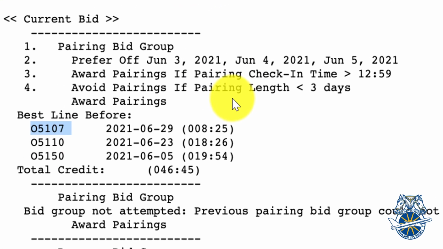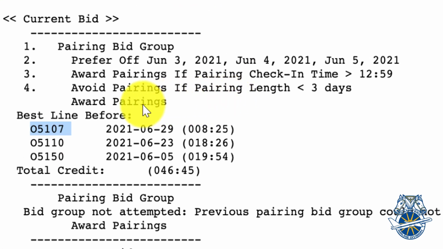That, or instead of having this avoid, he could have come back in here and said, hey, avoid pairings if they're less than 2 days. So that could have given him a little bit of an option to maybe get a 2-day, 3-day, or 4-day trip that fit into that schedule a little bit better, because he could have just said L start next bid group or clear schedule start next bid group. It would have thrown these 3 trips out and it would have tried again.